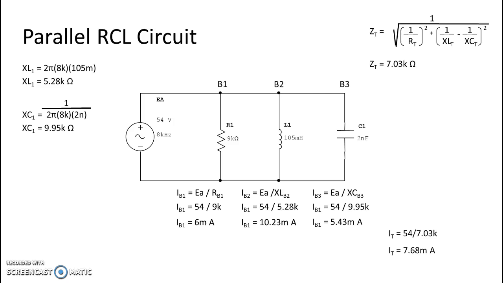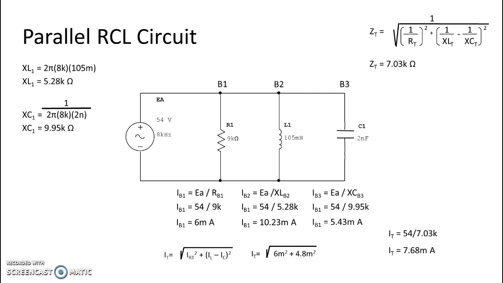Now, the current formula should be quite familiar. It's similar to the series impedance and the series voltage formula. So all we do is take our current through one branch and subtract the other branch. Again, it doesn't matter which one. If you get a negative number and square it, you will get a positive number.